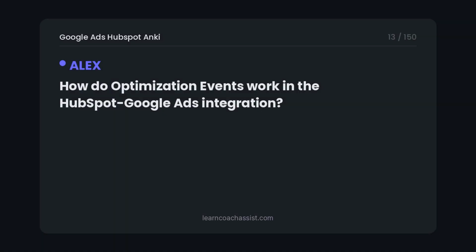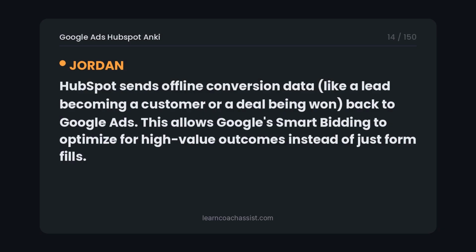How do optimization events work in the HubSpot Google Ads integration? HubSpot sends offline conversion data, like a lead becoming a customer or a deal being won, back to Google Ads. This allows Google's smart bidding to optimize for high-value outcomes instead of just form fills.